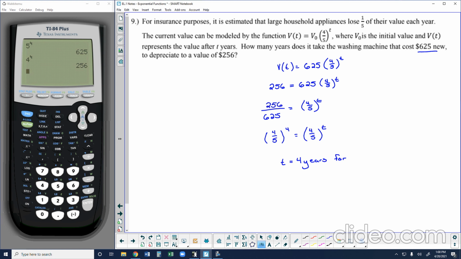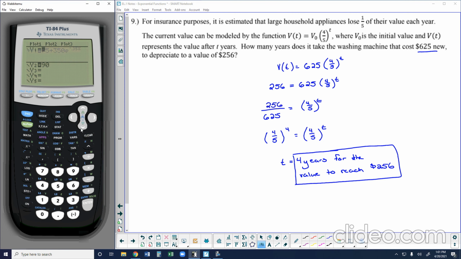So it takes 4 years for the value to reach $256. So we can solve this one algebraically by substituting the values that we know into the equation and then changing the base and using the uniqueness property. We could also solve this one graphically.